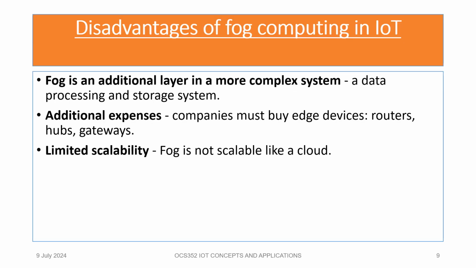Disadvantages of fog computing: fog is an additional layer in a more complex system. The data processing and storage system incurs additional expense, combined with edge services, routers, hubs, and gateways. Limited scalability: fog is not scalable like the cloud.